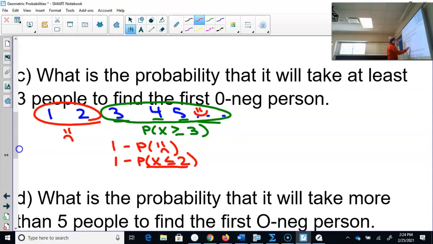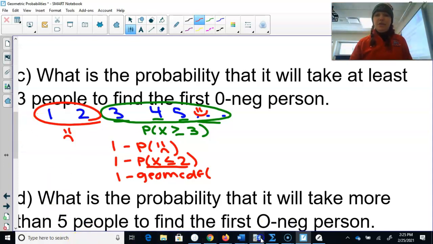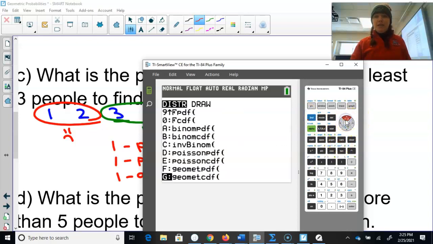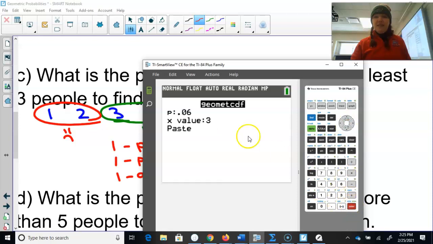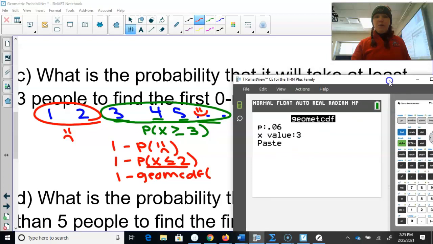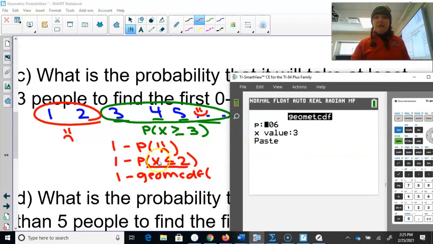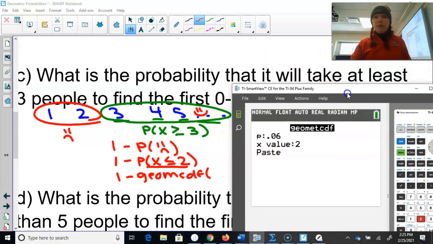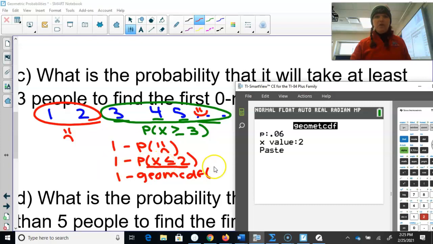Now I have it set up for a CDF. I need it to be a less than or equal to. So I'm going to do 1 minus geometric CDF. Let me show you how to type that in. I'm going to go to second vars. Geometric CDF is right here. 0.06. Then what do I want? I want the 2 there for my X value. I always look at that inequality so I know what to write there. 2. That's why it's so important to write this out, okay? So important to write this out and this out.